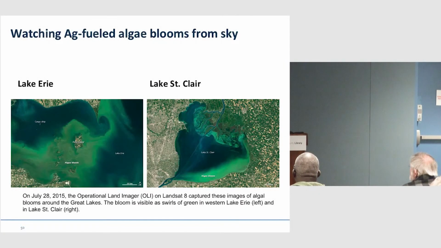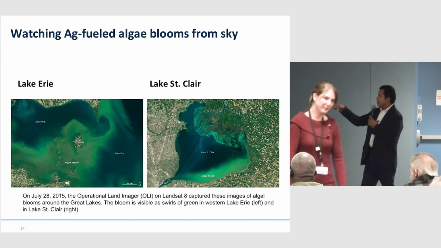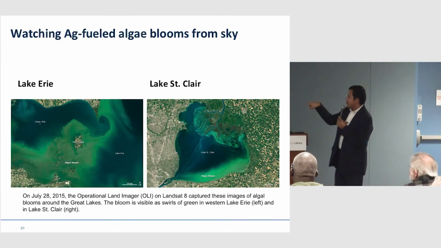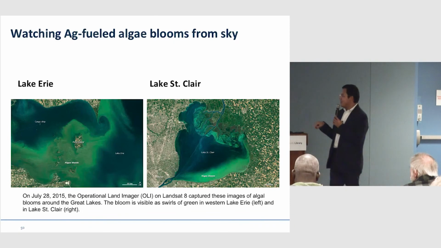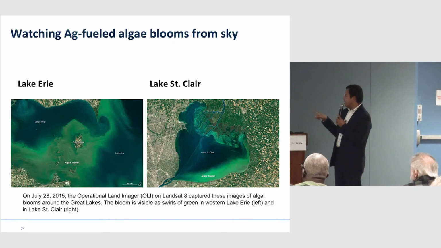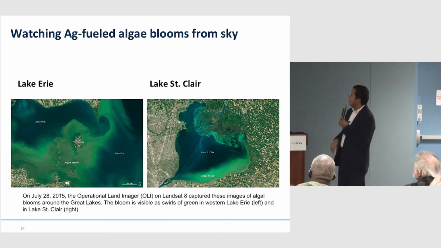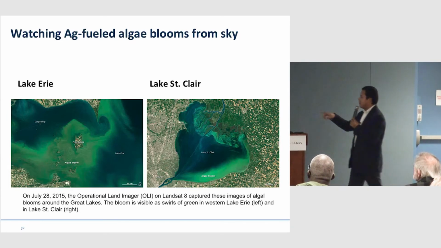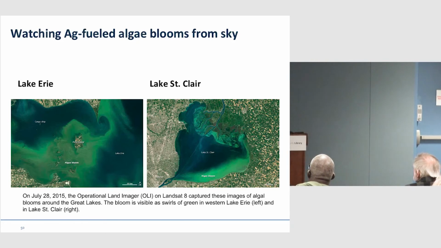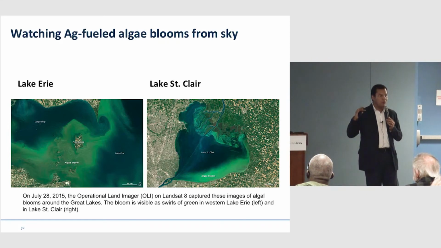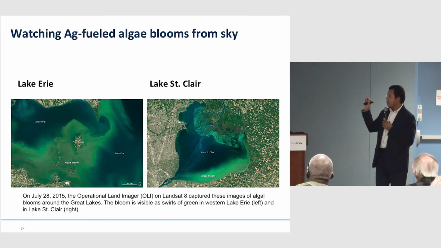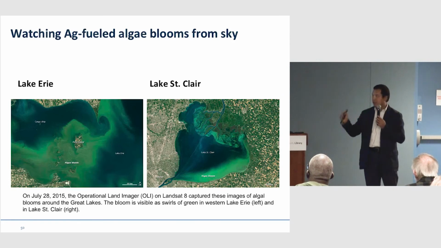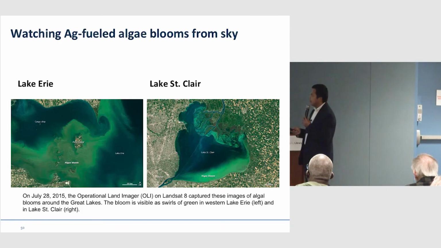Again, this is satellite images collected on July 28, 2015 over Lake Erie and then Lake St. Clair. And whatever those colors you see, the green, that's algae bloom. Those satellite data are free, as long as you are able to play with satellite imagery. You can see your streams, you can see your water quality and things like that.